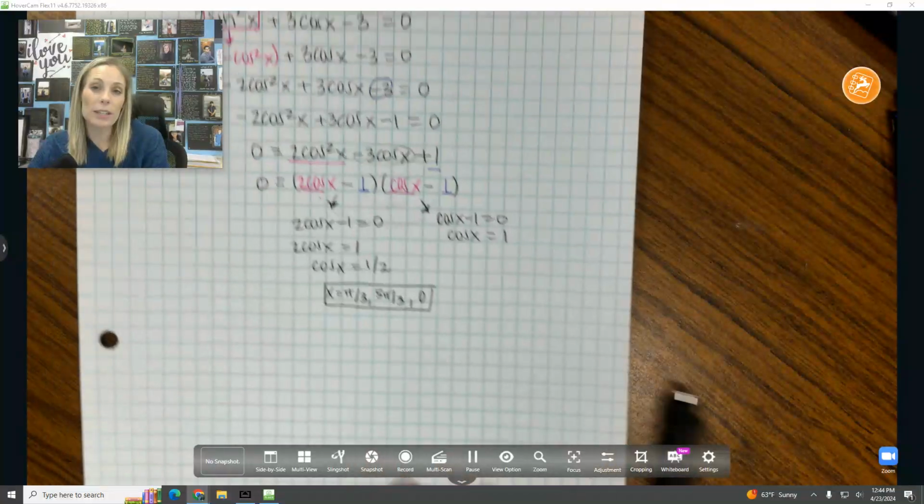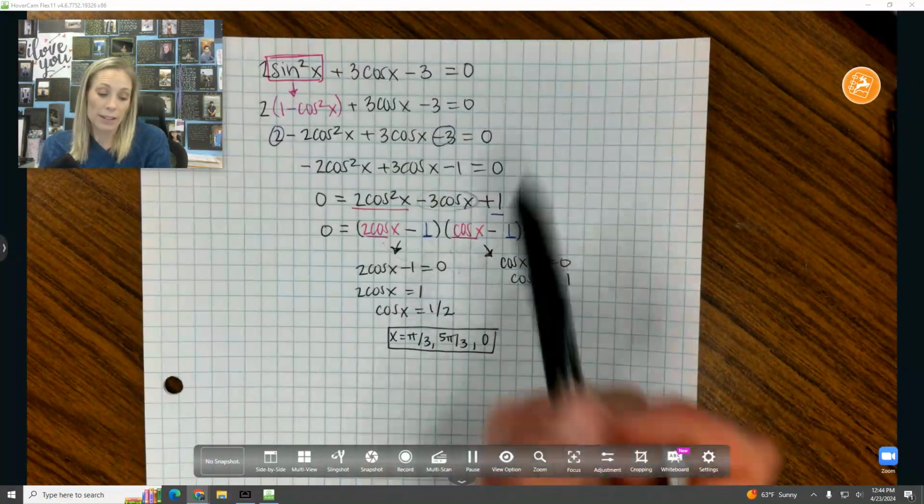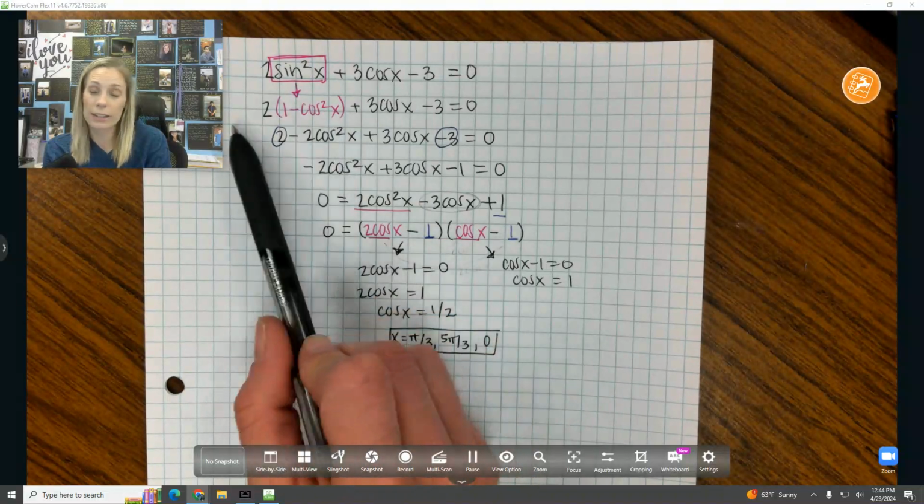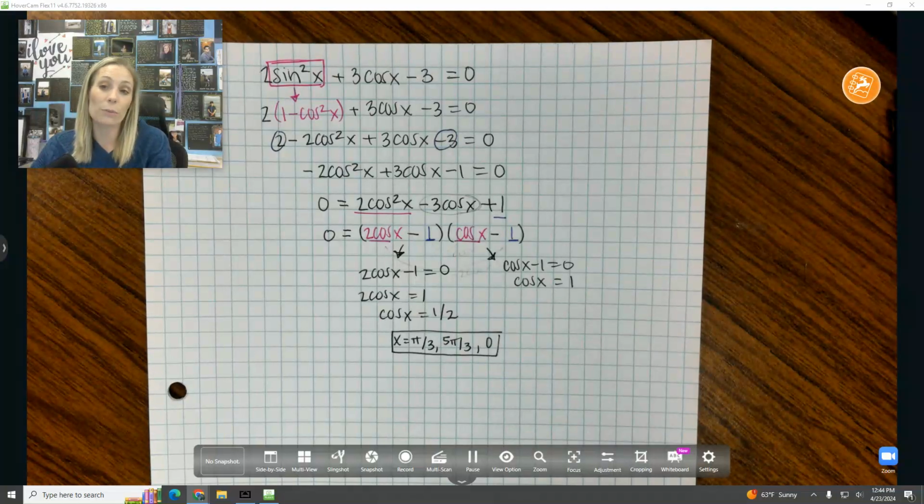So when you're working with these, you have to make sure that you get one trig function, use a Pythagorean identity or whatever you need to get it in terms of one trig function, and then solve it just the way you would solve anything.